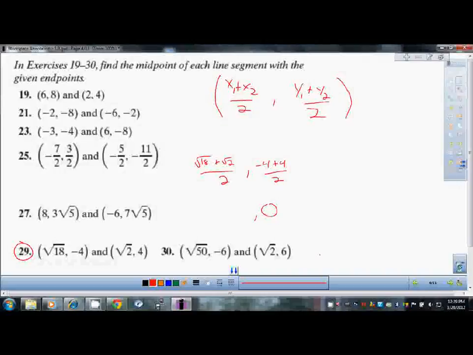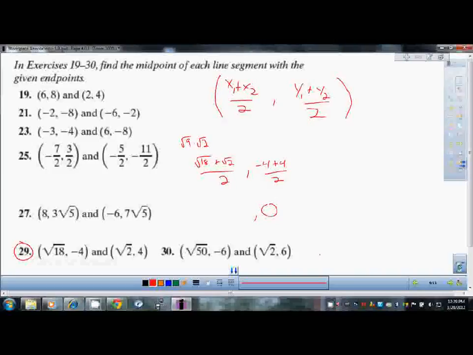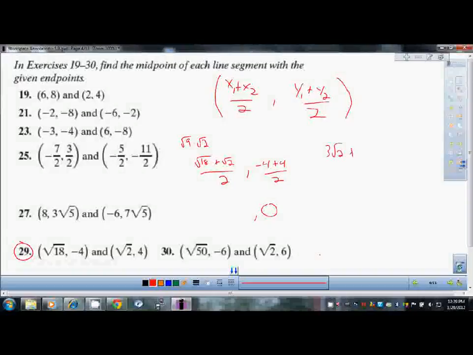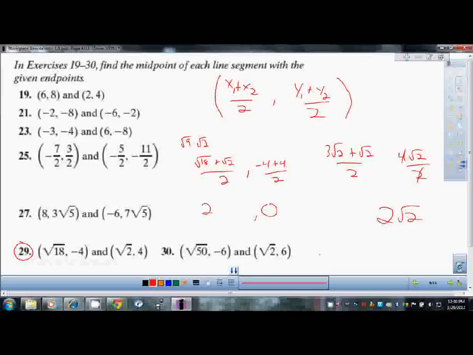Does 18 have a perfect square factor? I would only be asking you if the answer was yes. That's right, 9. You could rewrite radical 18 as radical 9 times radical 2. What's the square root of 9? 3. So this can be rewritten as 3 radical 2 plus radical 2 over 2. Now, common term, that's the same as 4 radical 2 over 2, and you can reduce it. 4 divided by 2 is 2 radical 2, which is your x value.